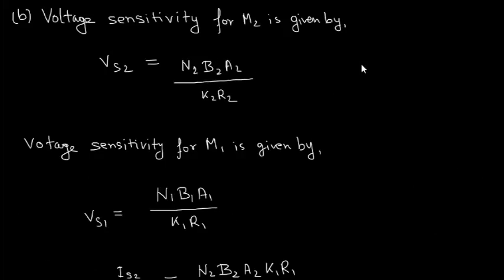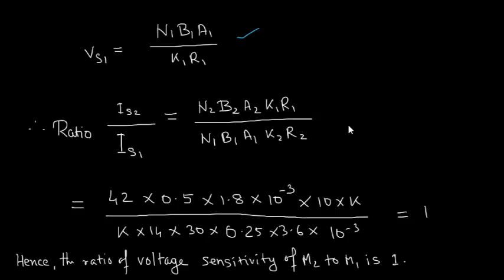Now part B. Voltage sensitivity of M2 is given by Vs2 is equal to N2 B2 A2 by K2 R2. Voltage sensitivity of M1 is given by Vs1 is equal to N1 B1 A1 upon K1 R1.